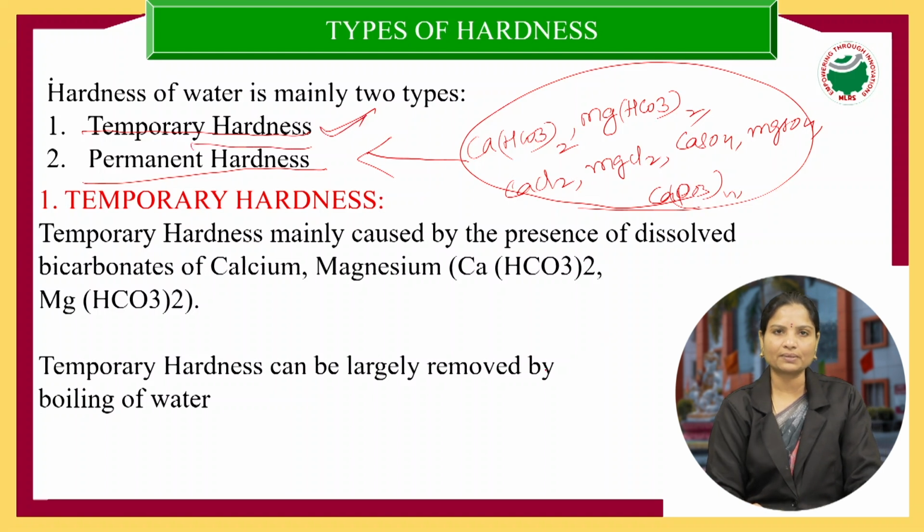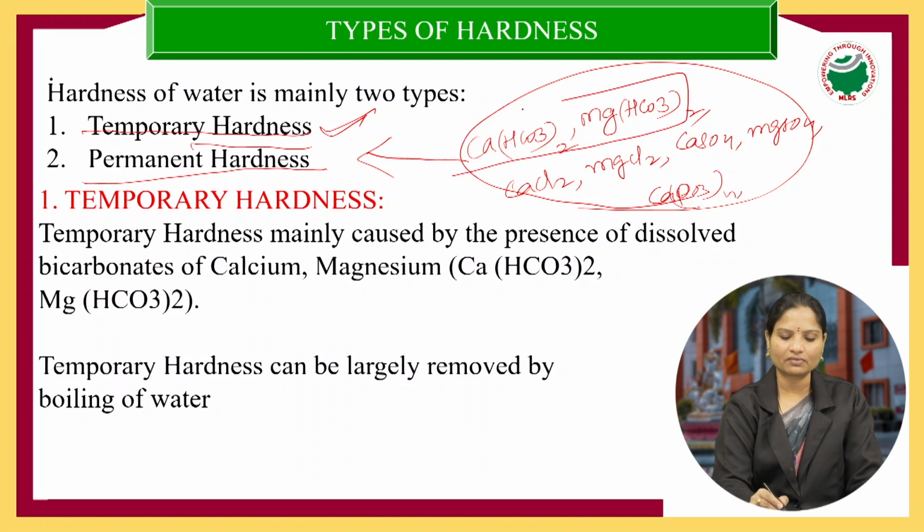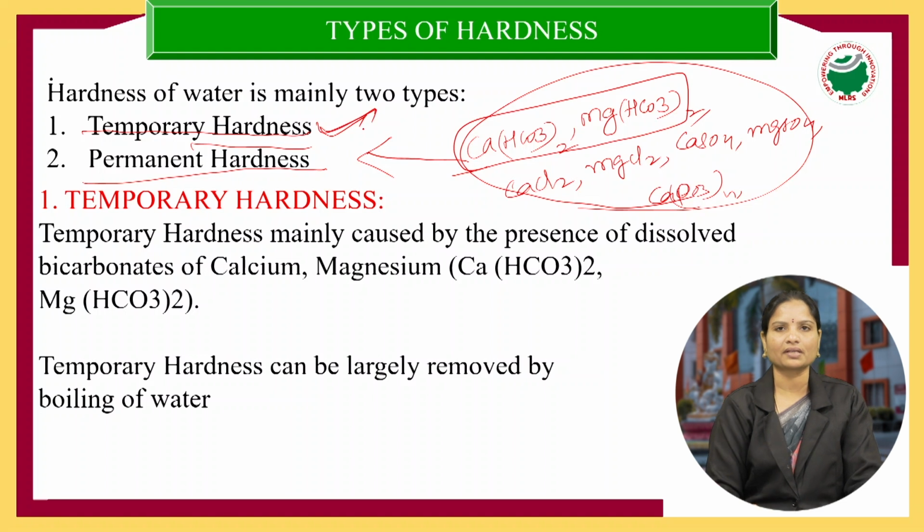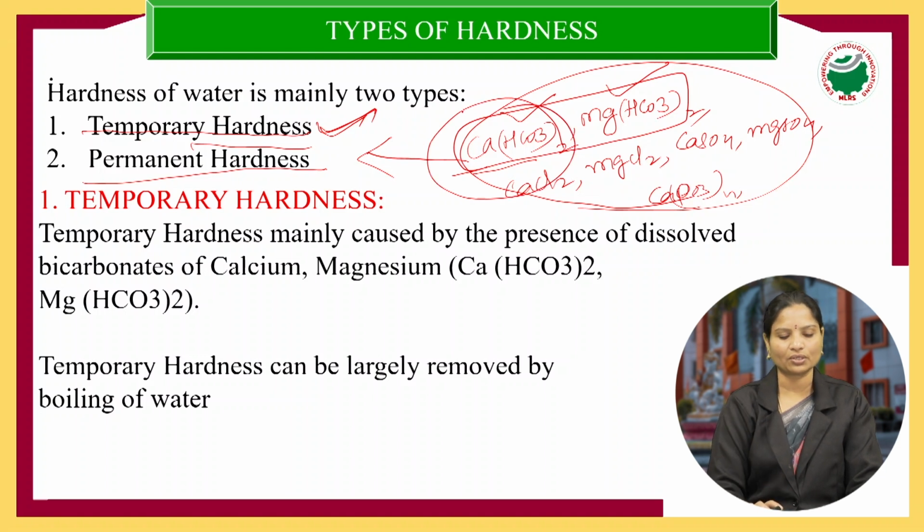What is temporary hardness? Bicarbonates of calcium or magnesium, calcium bicarbonate and magnesium bicarbonate, are called temporary hardness. These can be dissolved in our water. Such type of hardness we call temporary hardness. This temporary hardness can be removed by the boiling process.